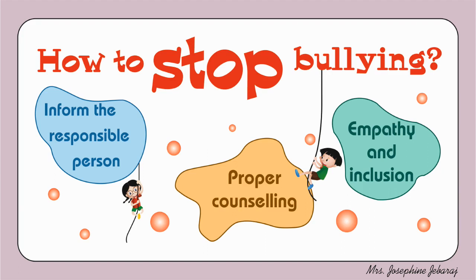Moving on to point number 3. Can the bullying be stopped and how? We can stop bullying by informing a responsible person like a parent, teacher or anyone who can handle the problem. Proper counseling will make them understand their unacceptable behavior. The best way is empathy. That is, the more you feel for others, the less you will want to bully them.